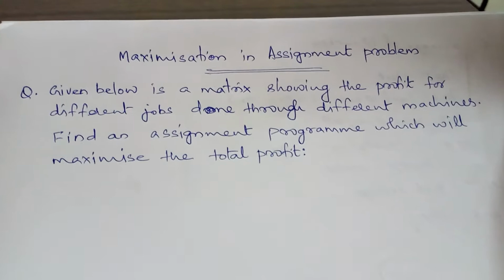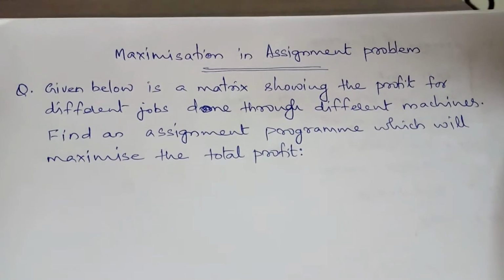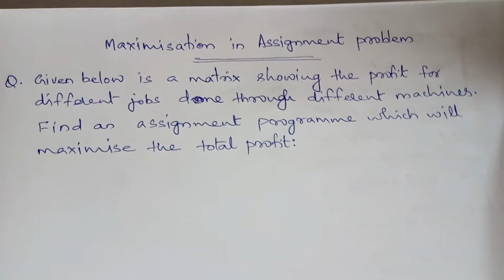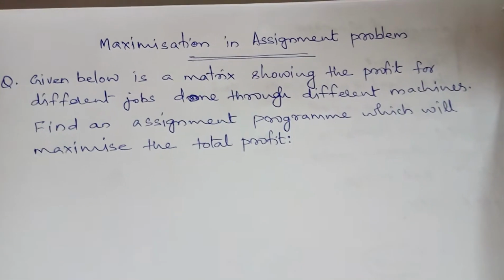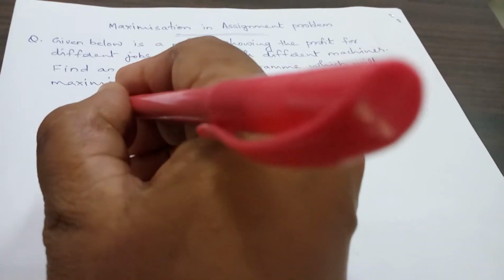So here the question is: given below is a matrix showing the profit for different jobs done through different machines. Find an assignment program which will maximize the total profit. So that's the question. Now let's write the question. Write the matrix. I'll write 4 rows and 4 columns.